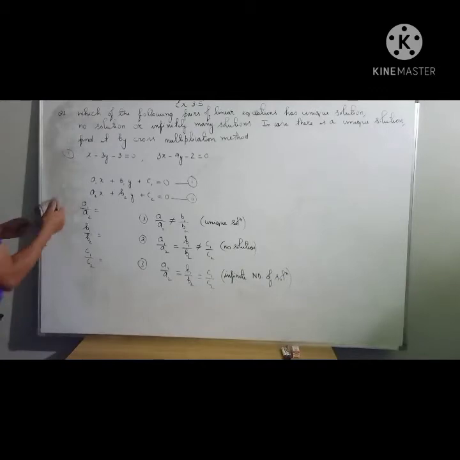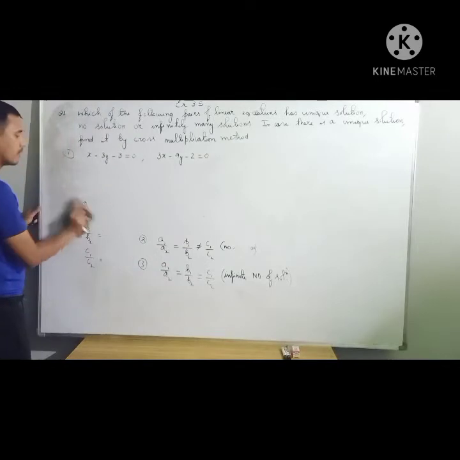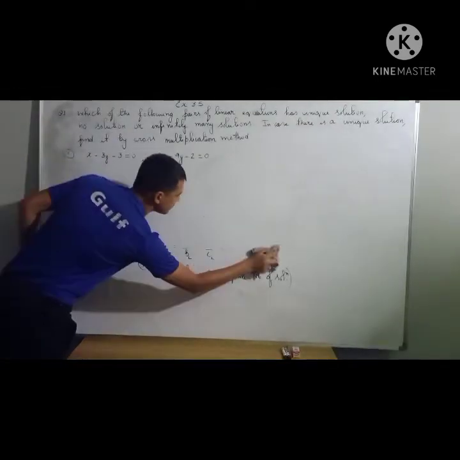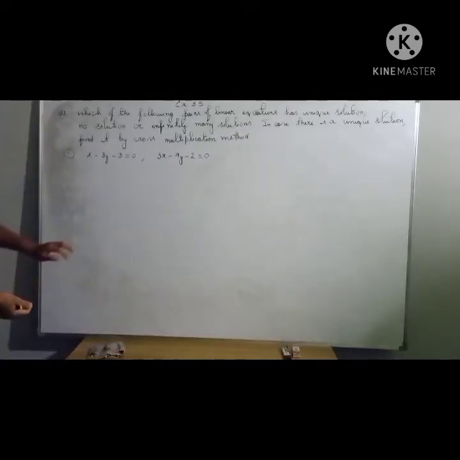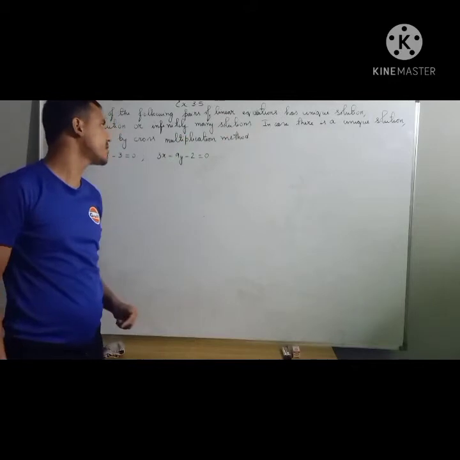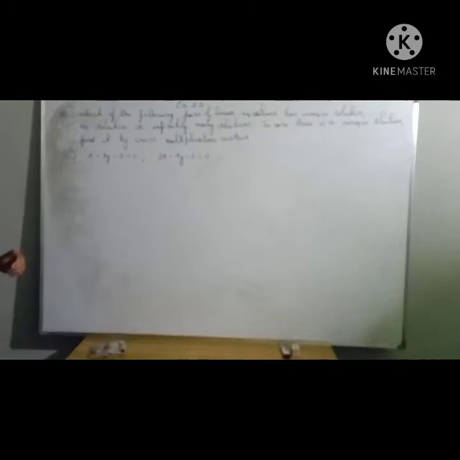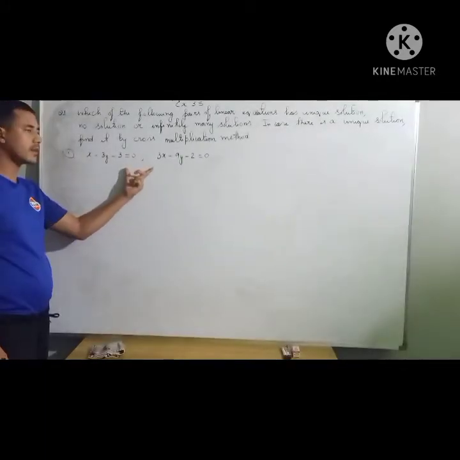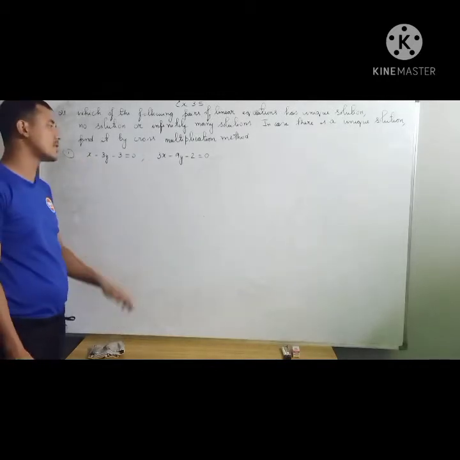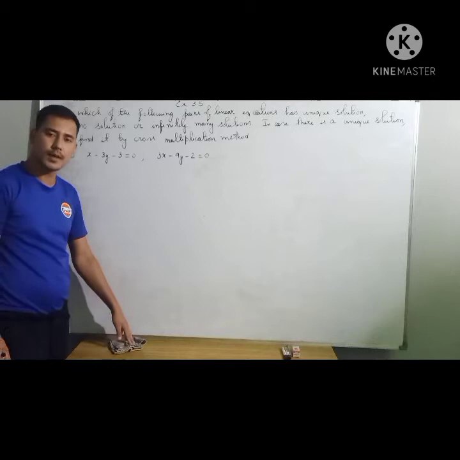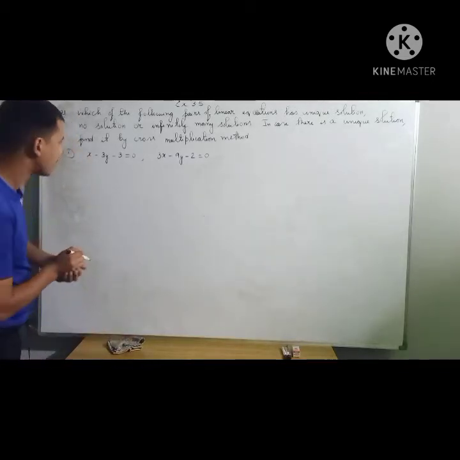Now, using this concept, we will solve the first question of exercise 3.5. The question says, in case there is a unique solution, find it by cross multiplication method. We will first determine what kind of solution the given pair of linear equations has. Only if there is a unique solution, we will find it by cross multiplication method. Now, let us learn what the cross multiplication method is.